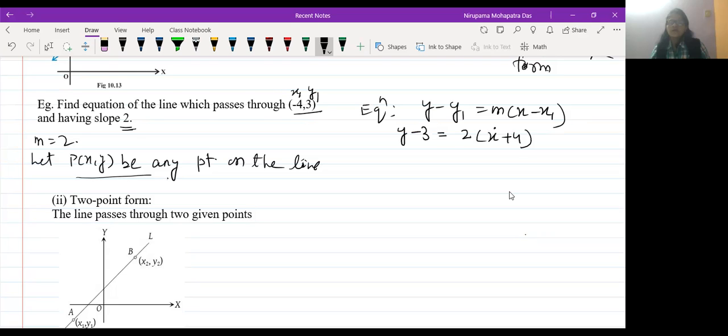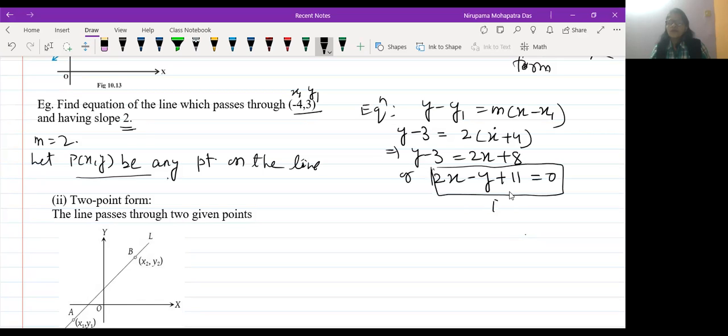So we are getting y minus 3 equal to 2x plus 8, or you can say 2x minus y plus 11 equal to 0. This is the required equation of the line. Is it clear? Very easy.